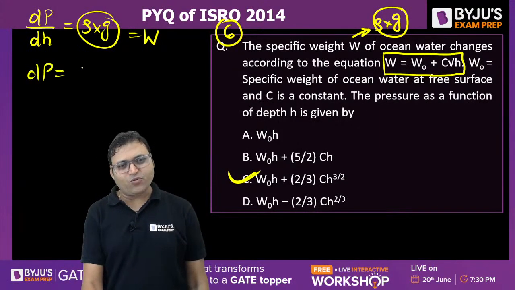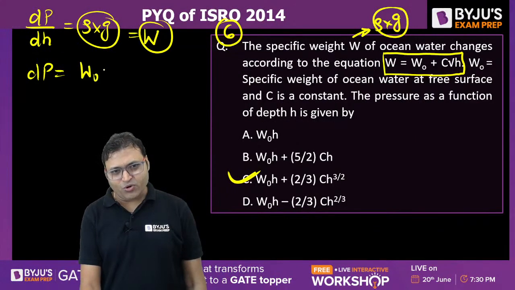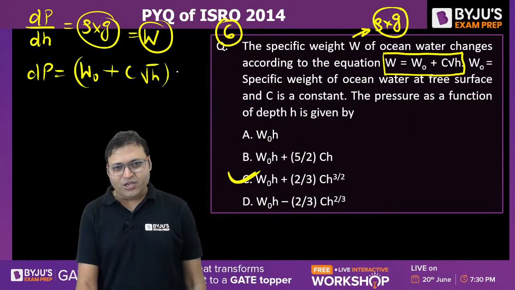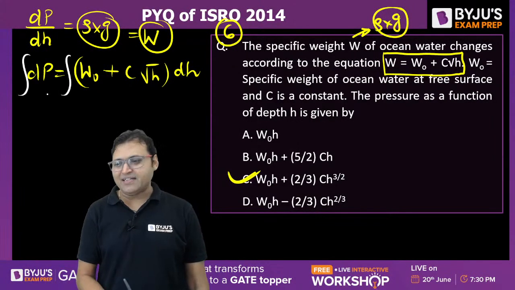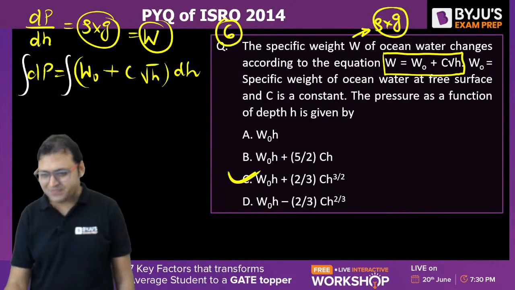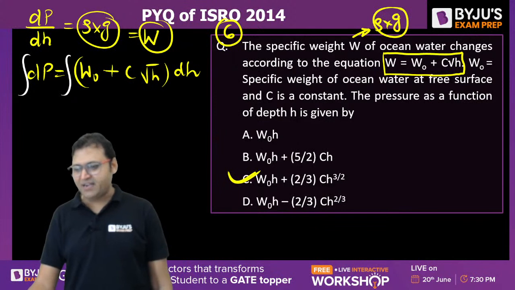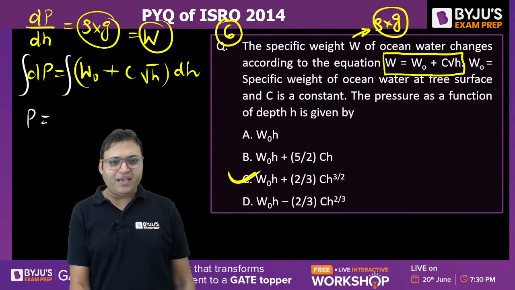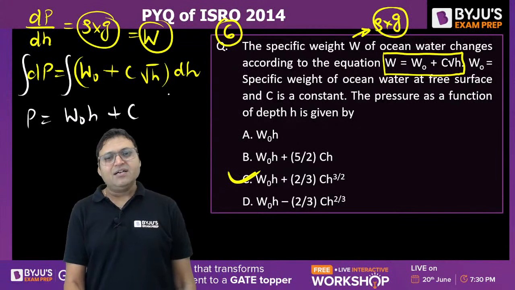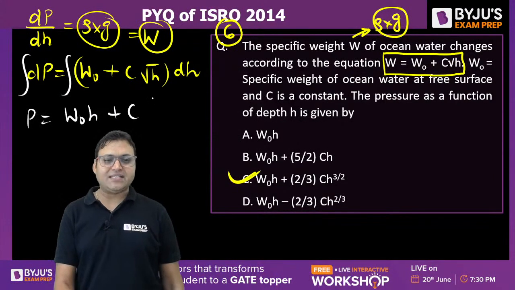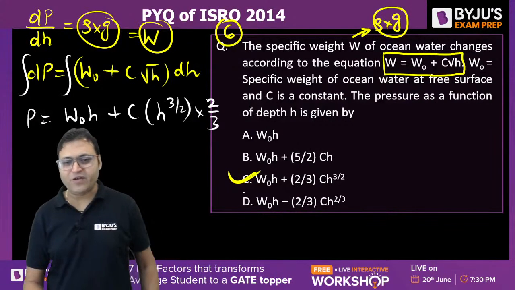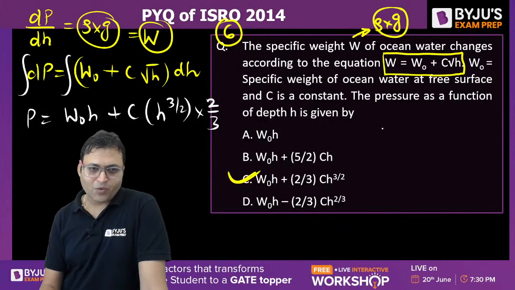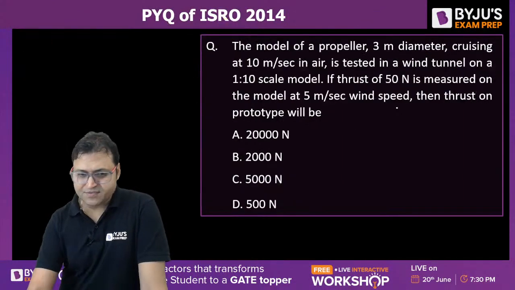So dp is equal to W. What is W? That is W naught plus C root H into dH. You need to do the integration and get the answer. I hope everyone will be able to solve it. Yes, well done, aspirant, Naruto, Arnab, Ayush. P is given by W naught H plus C H to the power 1 by 2 plus 1, that is 3 by 2, so it will be H to the power 3 by 2 into 2 by 3. That will be the variation of pressure with depth from the free surface. Option C is the correct answer.